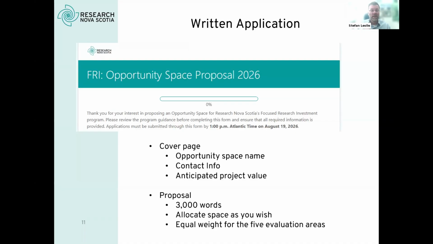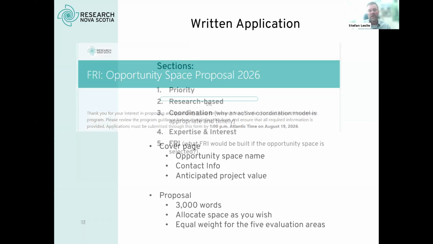And then the proposal, the second part, is essentially a single question that allows you to use the space as you wish, under a maximum of 3,000 words, to address the 5 evaluation areas. So we strongly encourage you to use subheadings so that we can follow along the logic, but recognizing that in some cases you're going to need to spend more time on one or more of those 5 areas. We're leaving it completely open to enable applicants to make the case in the way they think is most compelling. And now I'll walk through where those areas are.